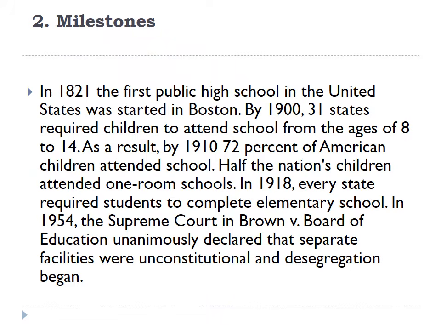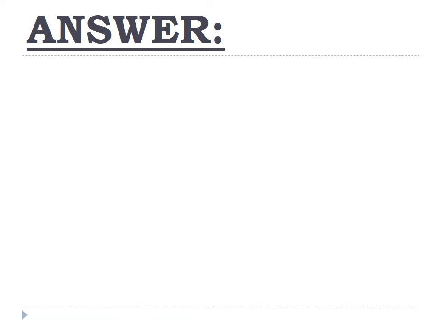In 1954, the Supreme Court in Brown v. Board of Education unanimously declared that separate facilities were unconstitutional and desegregation began. Please write down the answer in your notebook. The correct answer for this text is chronological.